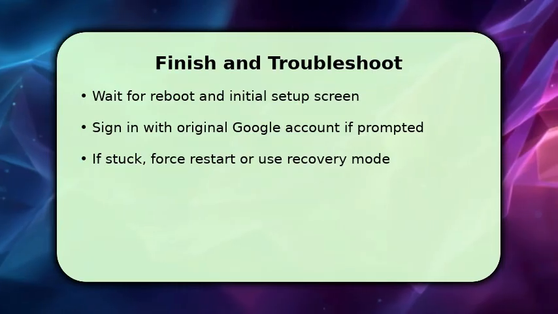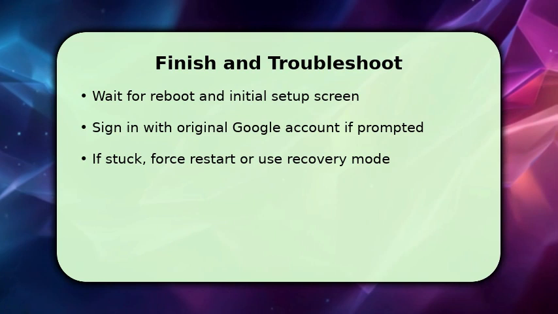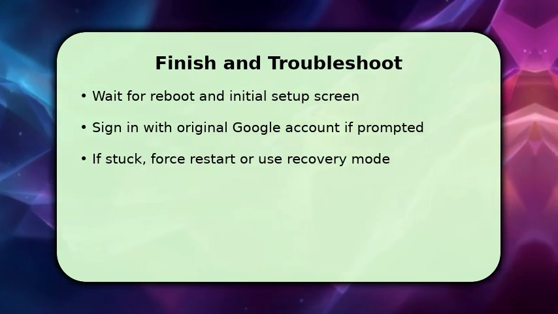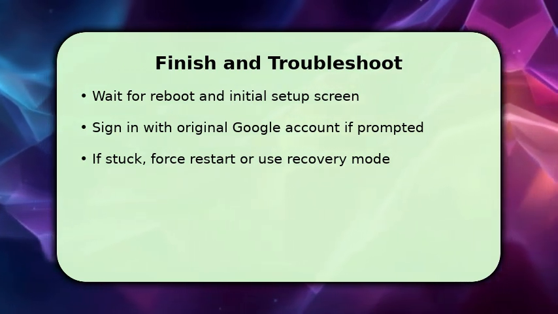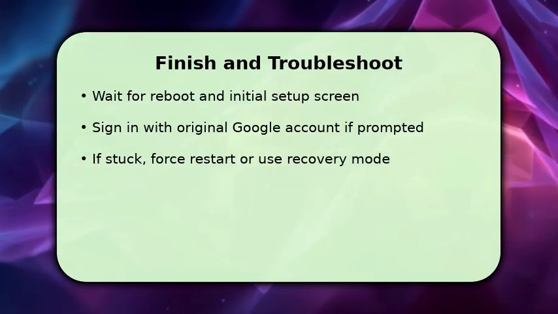You complete the process by waiting for the device to reboot into the initial setup screen, then follow on-screen prompts to restore backups or set up as new. Make sure to sign in with the original Google account if activation lock appears. That confirms the reset succeeded.